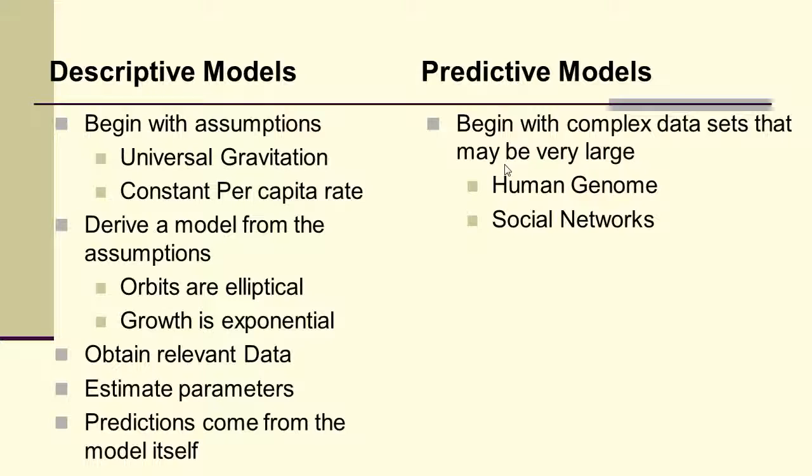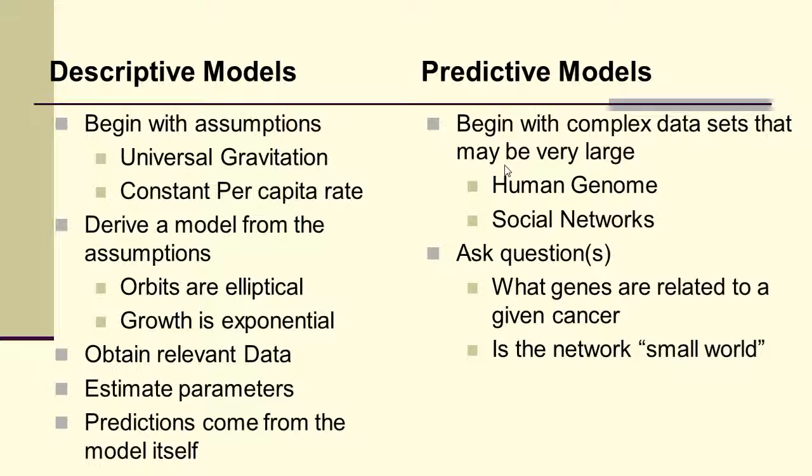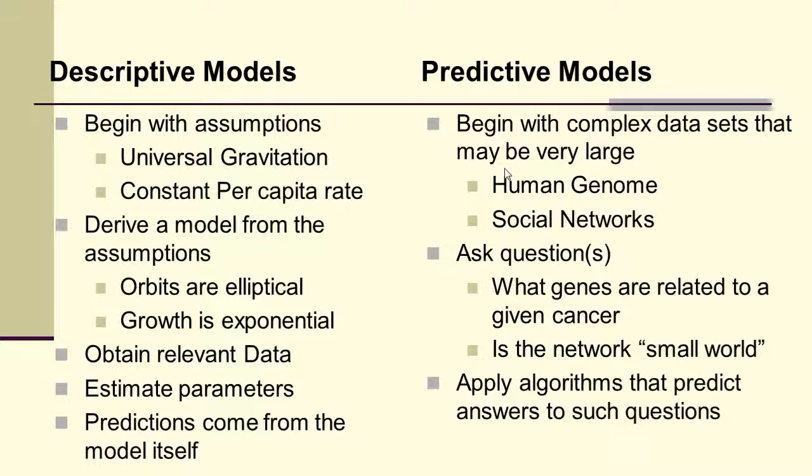Predictive models, on the other hand, begin with complex data sets that can be very, very large. The human genome, social networks. We ask questions like, what genes are related to a certain kind of cancer, or is a given network small world? We apply algorithms that predict the answers to these questions, and then we assess the results.